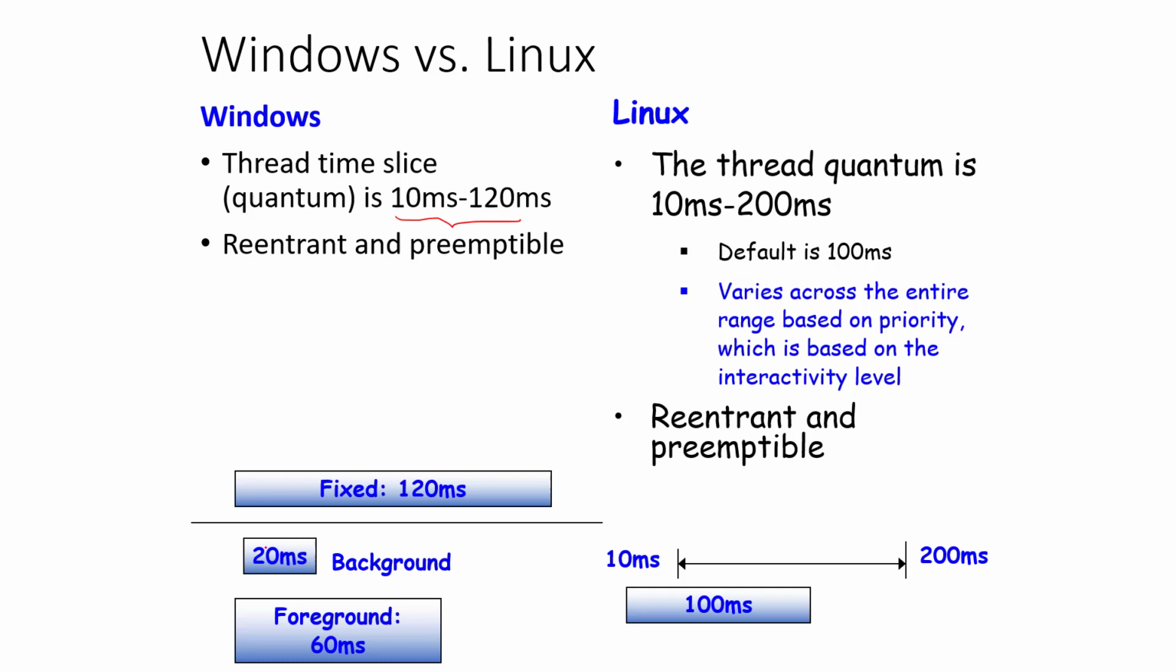In Windows, of course, for background processes the time quantum is slightly smaller, and for foreground it is slightly larger. So there is a 1 is to 3 difference between background and foreground. Again, these are processes of the same base priority. In Linux, the thread quantum again varies between 10 to 200 milliseconds, defaulting at 100 milliseconds. Again, this varies quite a bit based on the nature of the task, the parameters that the user has supplied, and also how much CPU time it has used, and so on. Again, the key features are reentrancy and preemptibility to different extents.